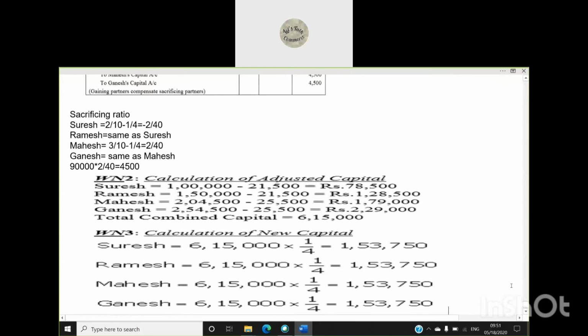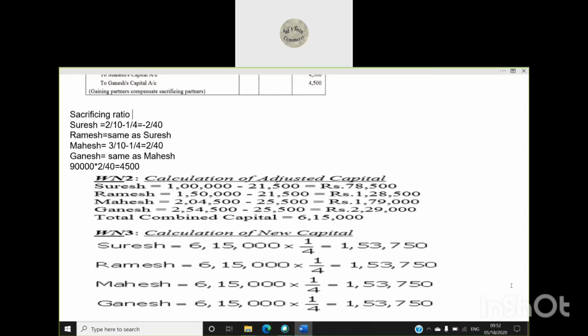In the working notes, we have first calculated the sacrificing and the gaining ratio. The formula for sacrificing ratio is old ratio minus new ratio. Old ratio of Suresh is 2 by 10 and new ratio is 1 by 4, equal ratio in the new PSR. So he is gaining. He is gaining by 2 by 40, and Ramesh is also gaining by 2 by 40, and Mahesh is sacrificing by 2 by 40 and Ganesh is also sacrificing by 2 by 40. Goodwill is given to us in the question as 90,000.